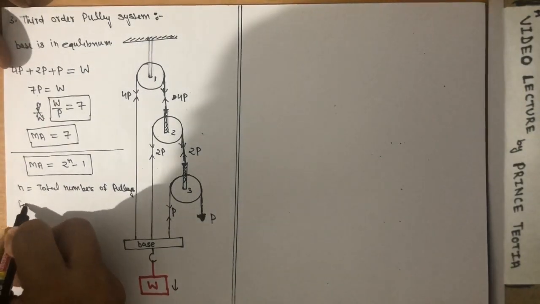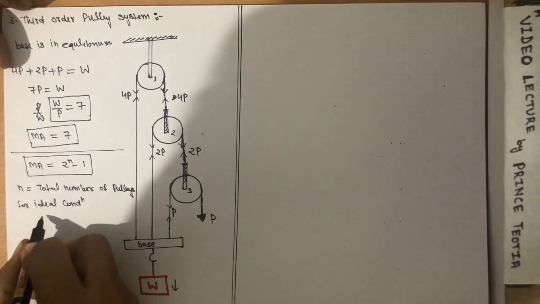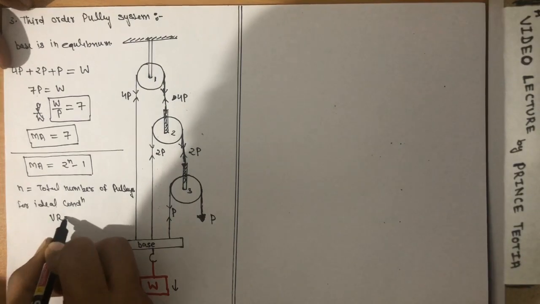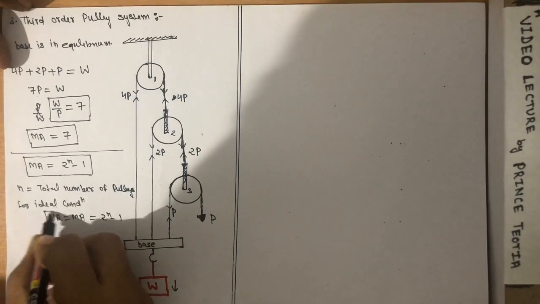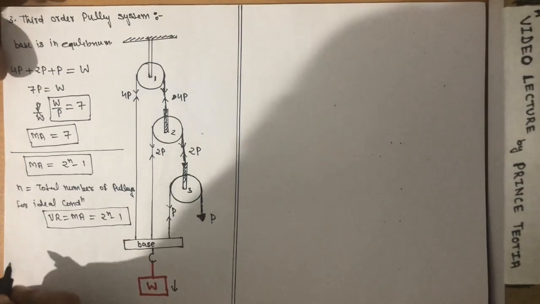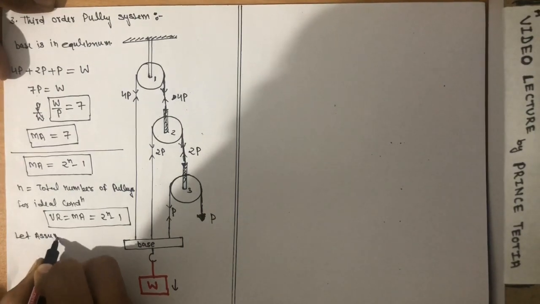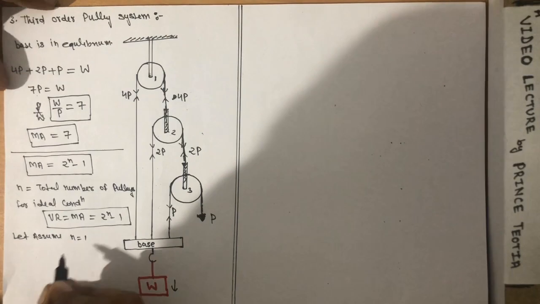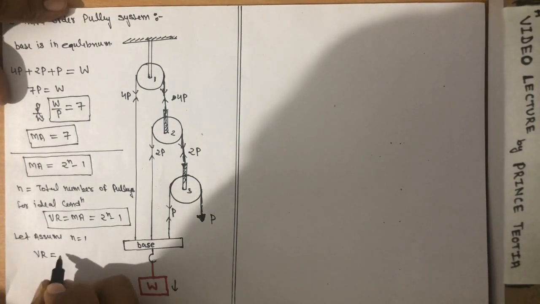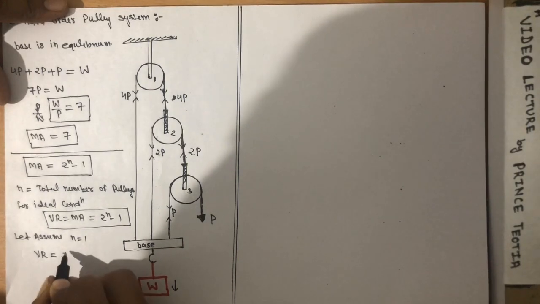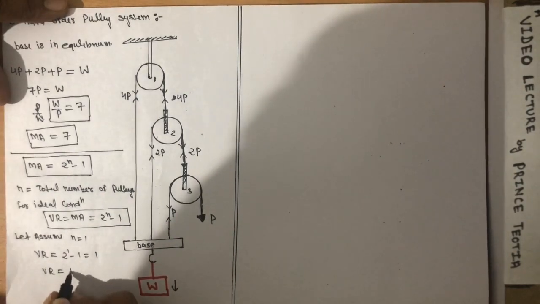And for the ideal condition, velocity ratio equals mechanical advantage, and this is 2 to the power n. Let us assume n equals 1. If we put n equals 1, then the velocity ratio should be 2 power 1 minus 1, and this will become 1. So the velocity ratio for one pulley is 1.